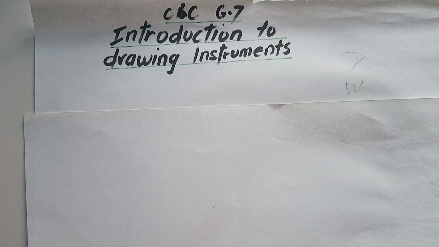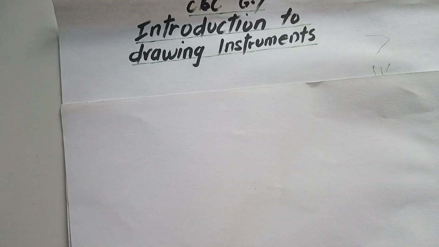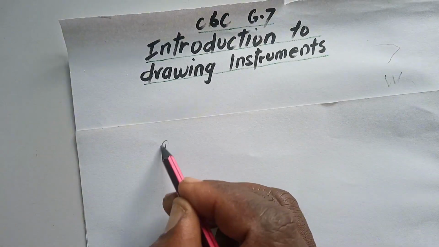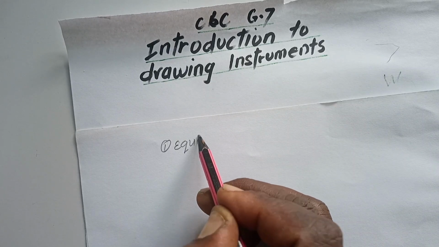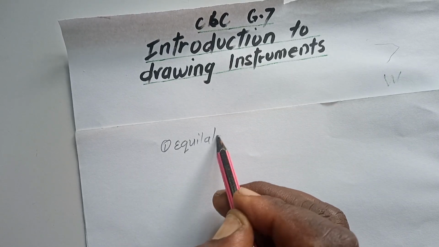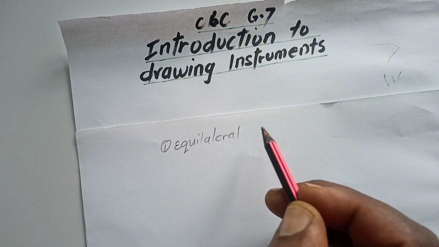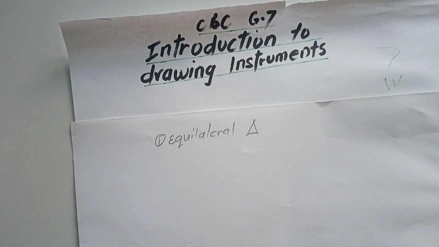Now, we are going to construct triangles. We shall begin with the construction of an equilateral triangle. So, one, we shall begin with the equilateral triangle.